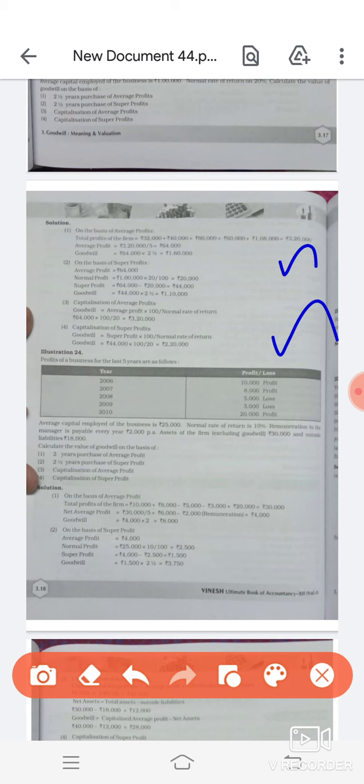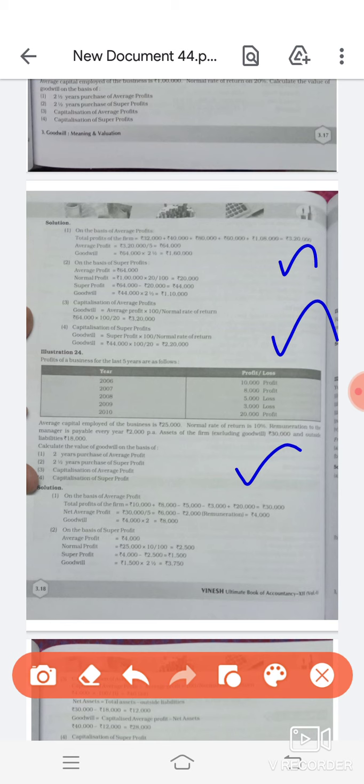Illustration 24, the same. There is a loss in the third year, so we have to subtract that loss, and there is a capital employed directly. Normal rate of return is also given directly, and remuneration to the manager is payable every year, 2,000 per annum. There is some adjustment: asset of the firm excluding goodwill, so the amount of goodwill is excluded. That is 30,000. And outside liability is 18,000. So from this information we have to find the amount of goodwill.